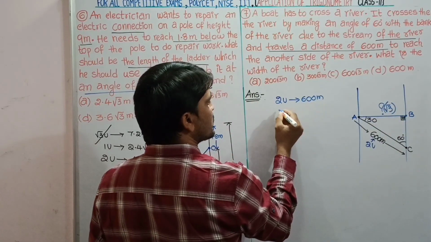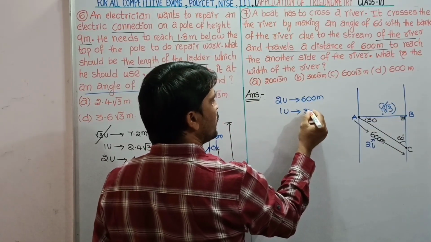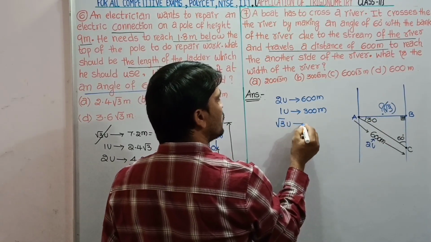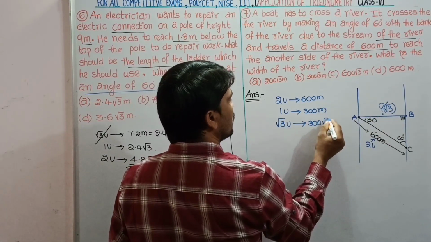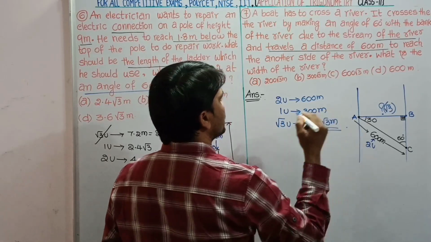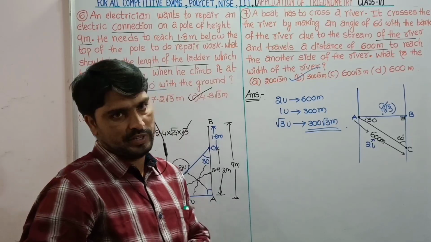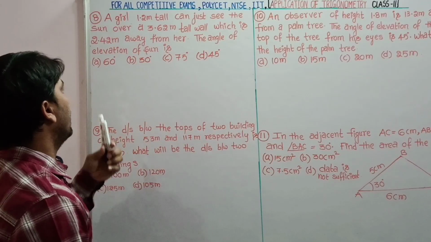So 2 units value is 600 meters. Then 1 unit value is 300 meters. Then we have to find root 3 units value. So multiply both sides by root 3. So the answer is the width of the river is 300 root 3 meters. Next question, 8th one.